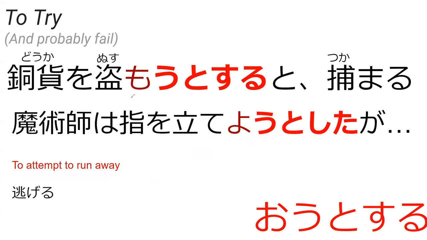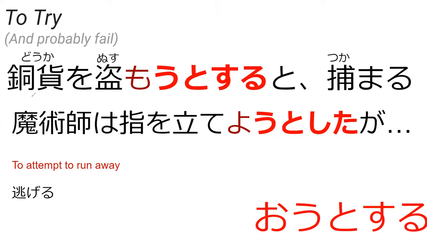So, to try. If you see ou to, a lot of times you'll see suru with it. Ou to means you attempted to do the verb, but you didn't necessarily finish doing the verb. It could be partway through the action, almost all the way done, or before you even started, you might have just thought, I'm going to talk, and right before you actually open your mouth, the action gets interrupted. So it means to attempt to do the verb, and most likely something causes it not to happen. In some occasions, in context, you can tell if the action occurred or not, but I would say about 80% of the time, the verb failed.